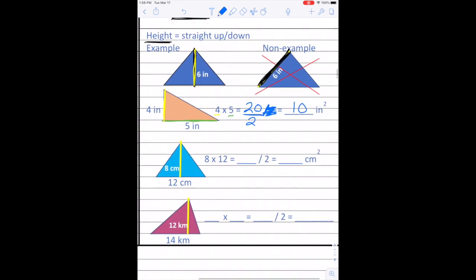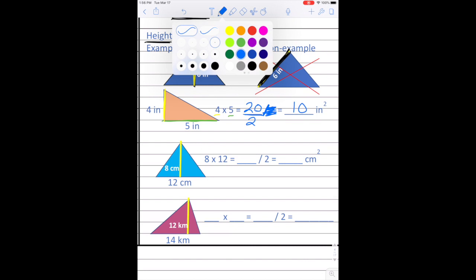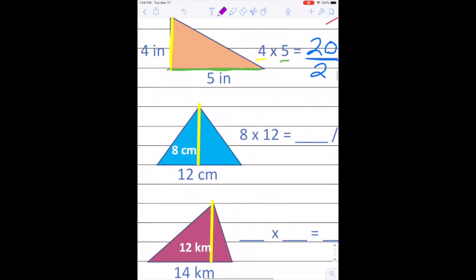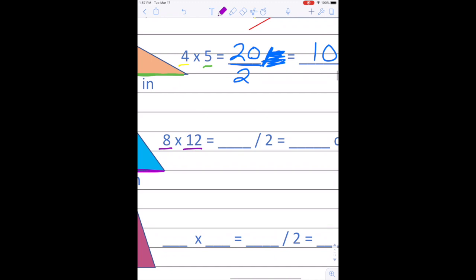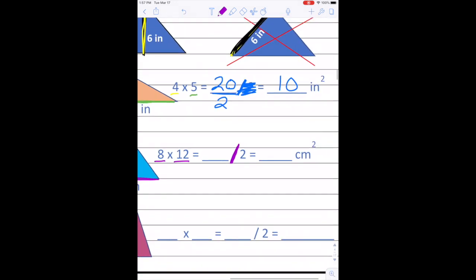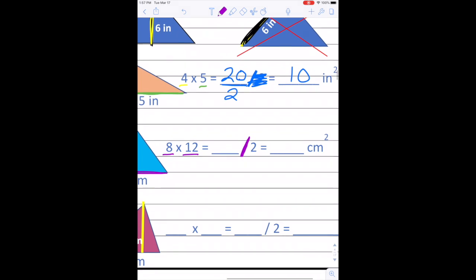So again, here I'm going to have you try 2 of them on your own. But remember, we have the base times the height. And that's all going to be divided by 2. So once you figure out what 8 times 12 is, put that answer here. Divide it by 2 to get your final answer.